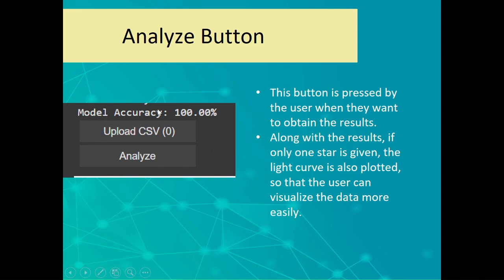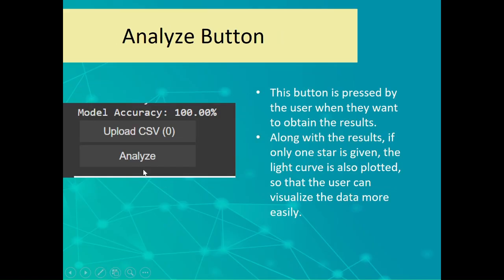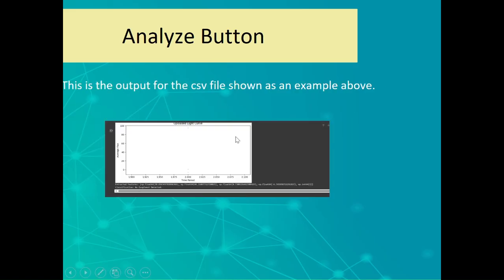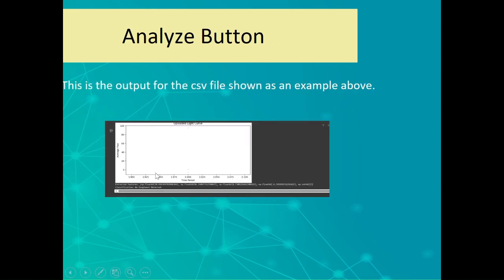As I mentioned earlier, after pressing the analyze button, you can obtain the results. Along with the results, only if one star is given in the CSV, it can also plot the light curve graph to the user. But if multiple are given, then it will not do that. This is just the output for the CSV file shown here. As you can see, there was no exoplanet detected.